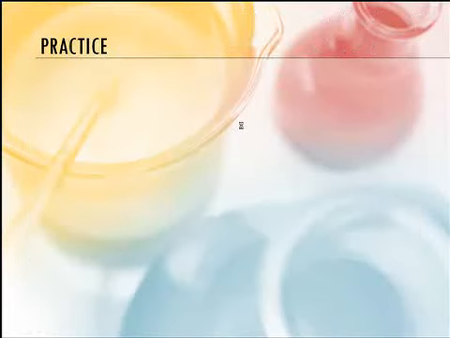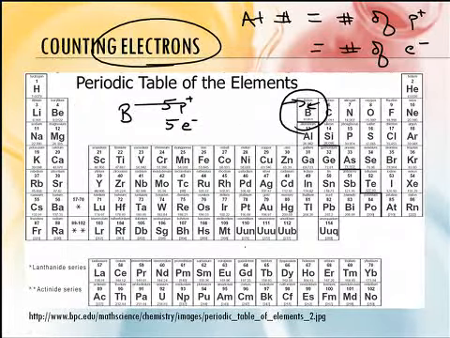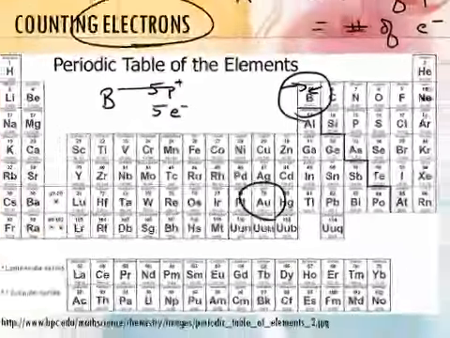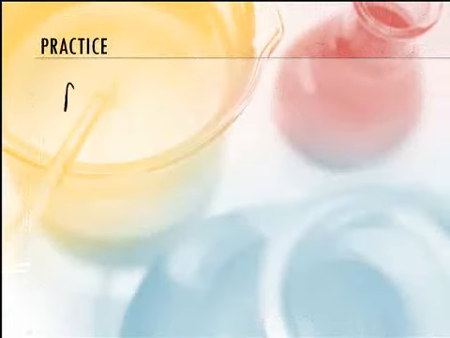Okay, let's do one more. Let's go back and grab one here. Let's do gold. Gold is element 79. And we'll throw that other number in there and come back to it. Gold is element number 79.